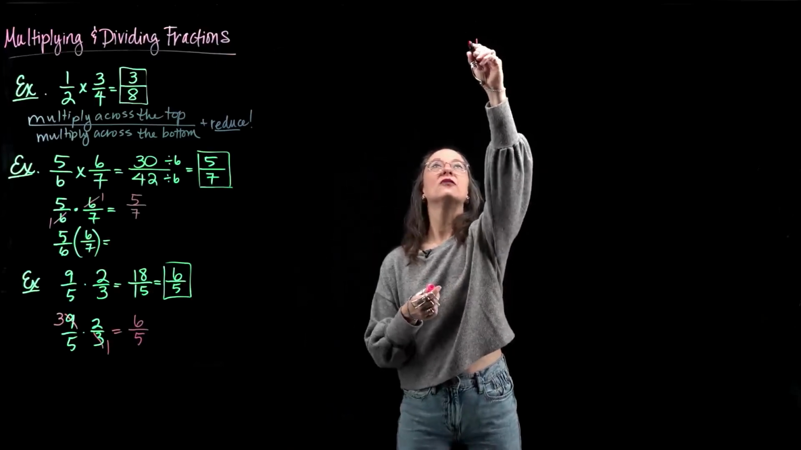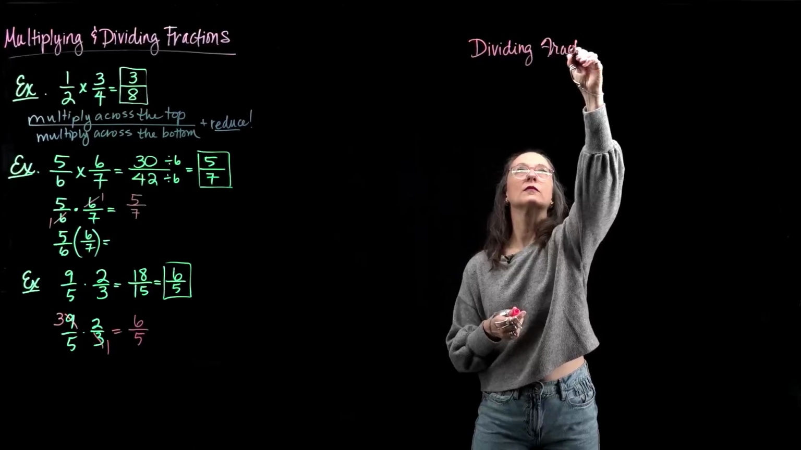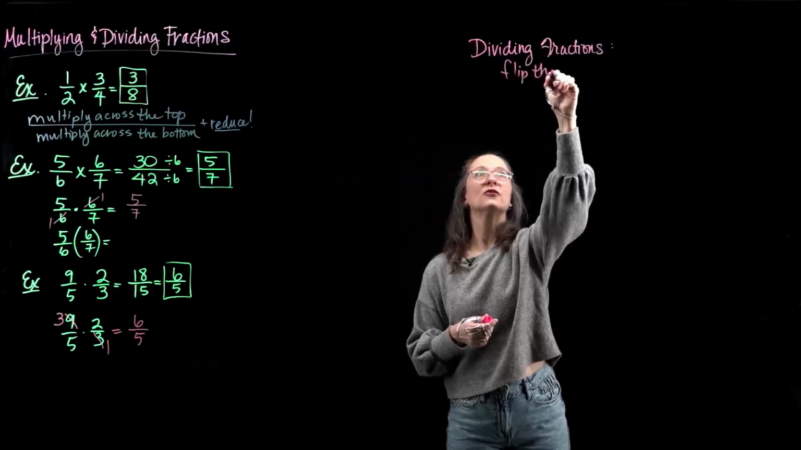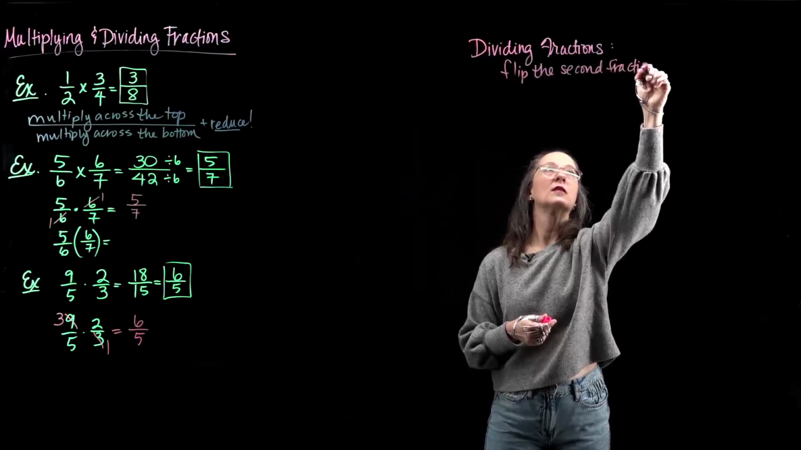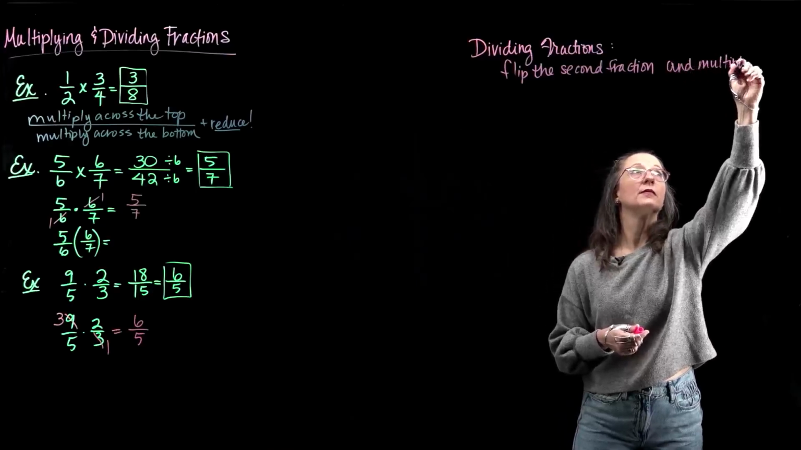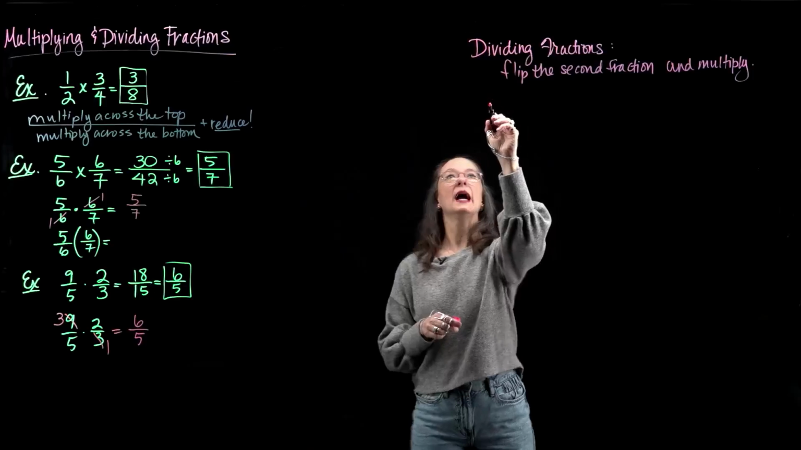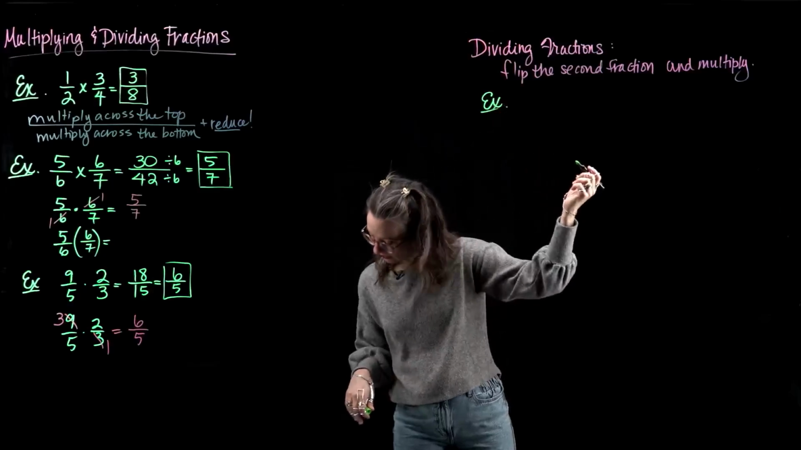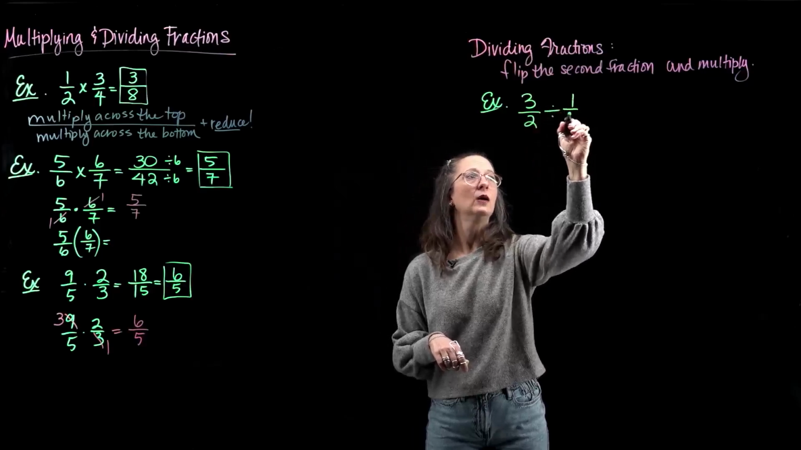So if we are dividing fractions, we're going to flip the second fraction. And then we're going to multiply. Okay? So for example, let's say we have 3/2 divided by 1/2.